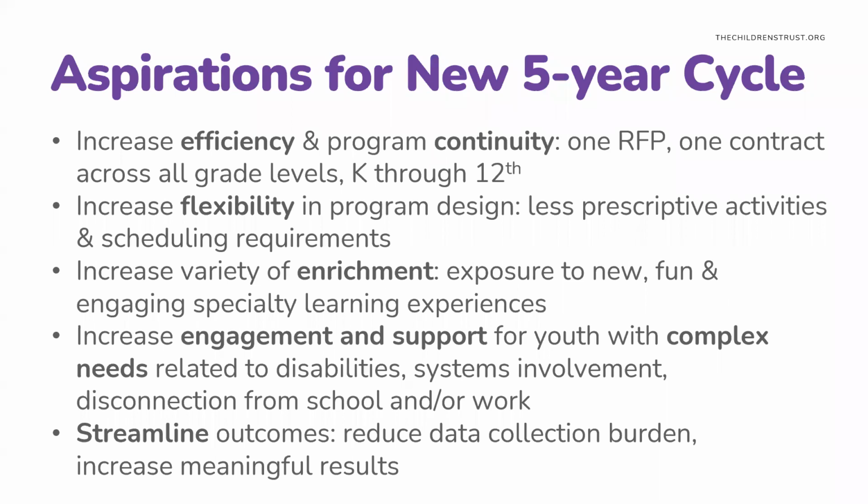Juliet made reference to this, but we had a few aspirations for the new 5-year funding cycle that are listed here. We wanted to increase efficiency and continuity, so we combined our K-5, some of you might call it YAS, even though that was the cycle before last, and our 6 through 12 programs, some of you might still be calling that YIN, into one RFP, one contract. Flexibility: we've removed some of the prescriptive activities and scheduling requirements to open up for you to design, innovate, and have more creative youth choice in your programs.